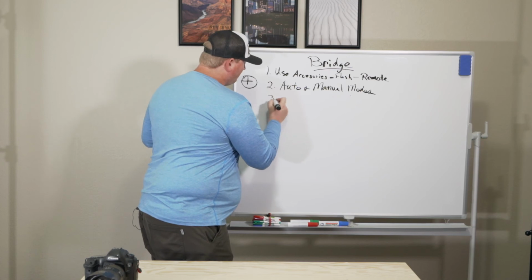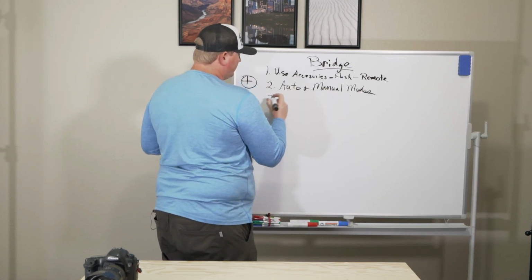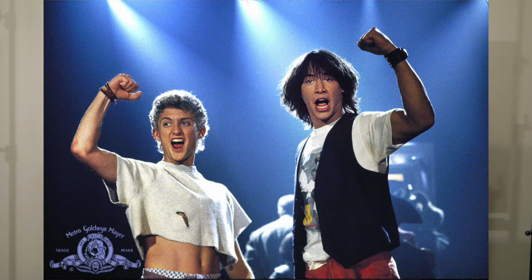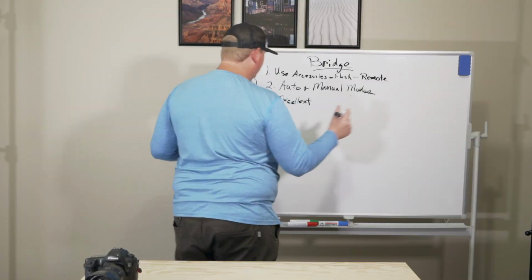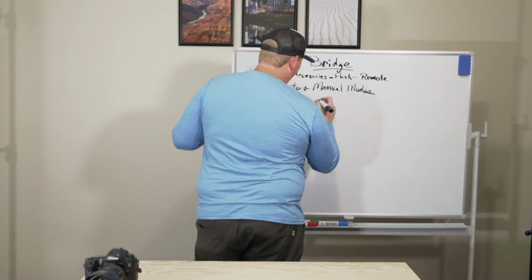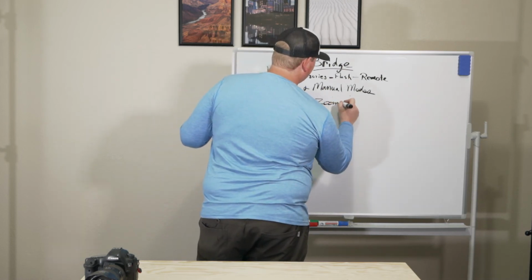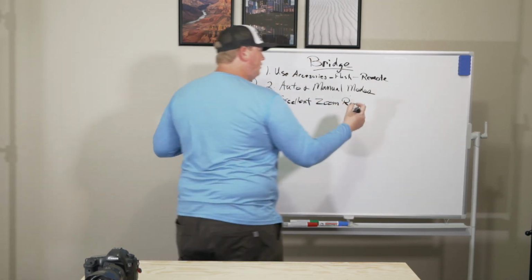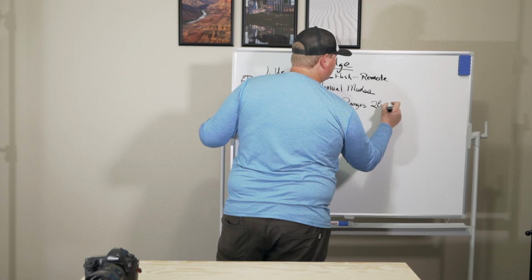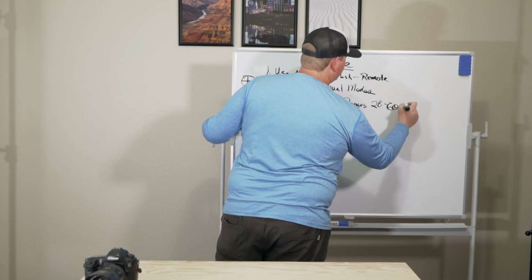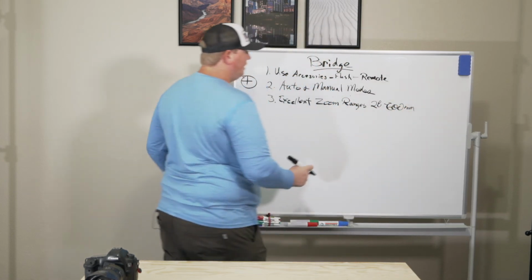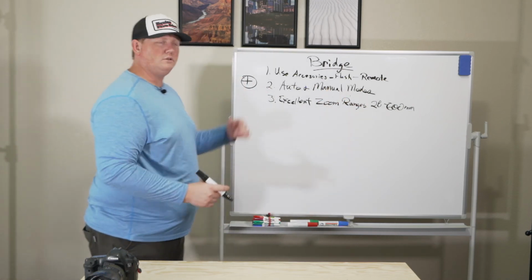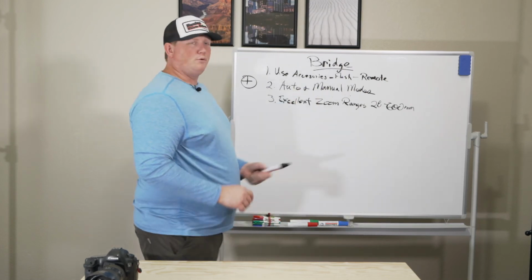Okay, now number 3, I kind of alluded to this earlier, but they have excellent... anybody know that reference? Excellent zoom ranges. Like I said earlier, you could have one that's like 28 to 600 millimeters, and that's common. I've seen several lenses like that on these bridge cameras.